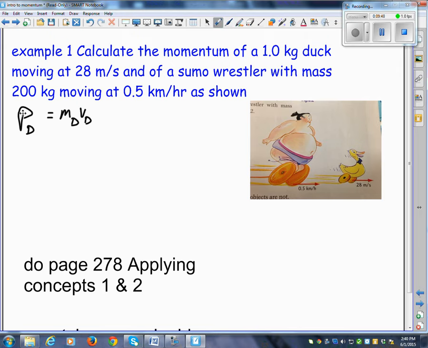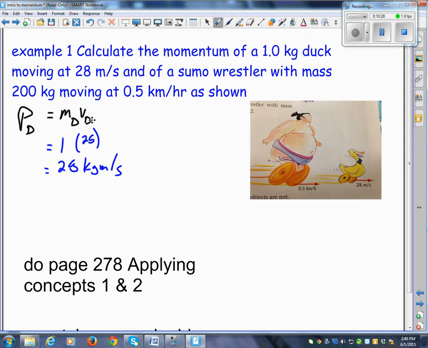So momentum of the duck is going to be mass of duck, which is 1, times 28, which I'm hoping you can all do in your head. The momentum of the duck is 28 kilogram meters per second. Kilogram from the mass, meters per second from the velocity. Wouldn't it be nice if there was some unit for momentum that wasn't kilogram meters per second? It sure would, but there isn't. Apparently there isn't anyone smart enough to be made famous by using their name as a unit. So they go with kilogram meters per second.